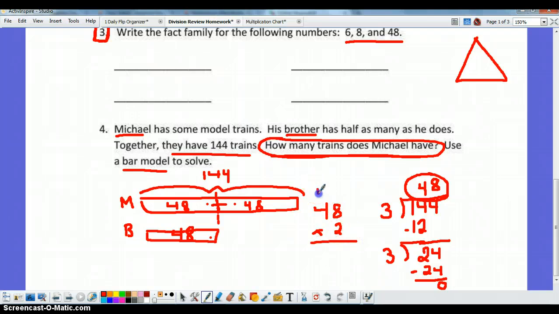8 times 2 is 16, carry my 1. 4 times 2 is 8, plus 1 is 9, which means Michael has 96 trains. Pretty crazy. To use a bar model, though, it really helps you figure out what you need to divide by.